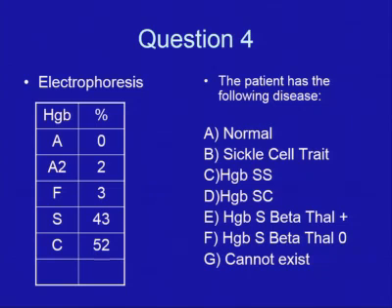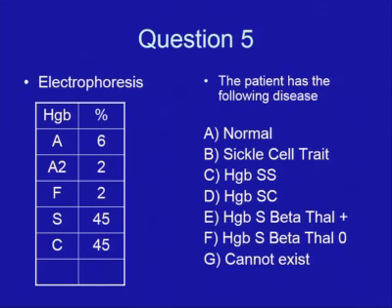Next question, number 4. The patient has which of the following diseases? So same thing, normal, sickle cell trait, SS, SC, etc. So again, you've got 40% of S and 50% of C and a little bit A2 and F. Great, very good.